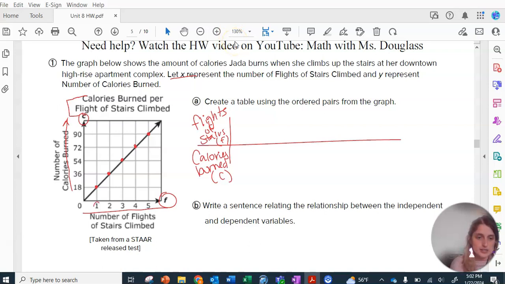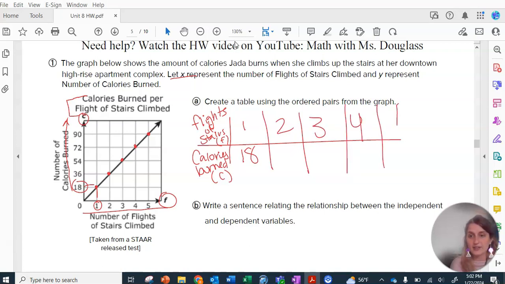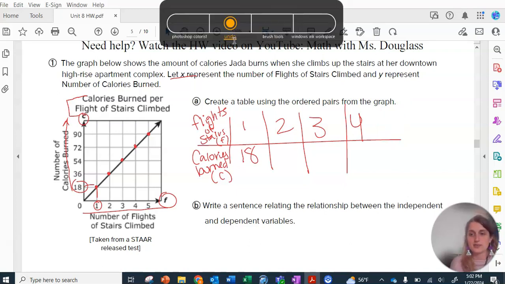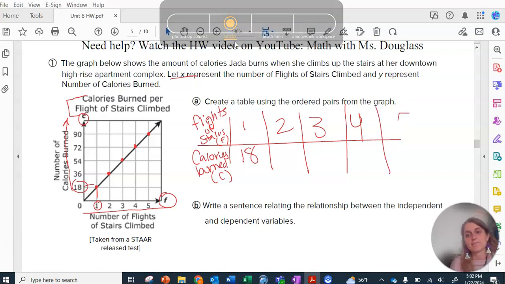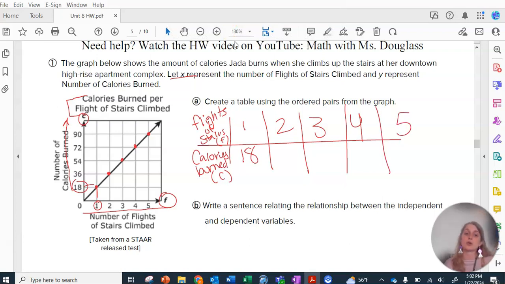So looking here, I see this is one flight of stairs, matches with 18 calories. So one flight, 18 calories. You're going to have the 2, the 3, the 4, the 5. Whoa, what number is that? The 5. Let me just redo that. There we go. And you're going to follow them up and record the Y coordinate, the C coordinate, the calories burned for each of them.